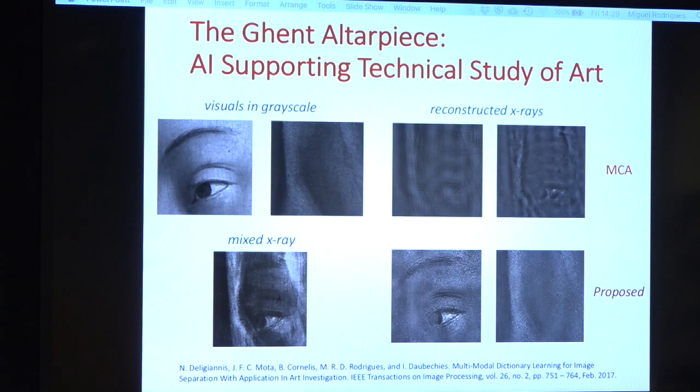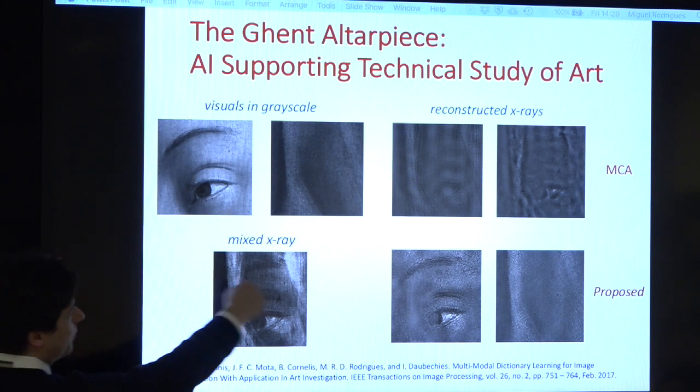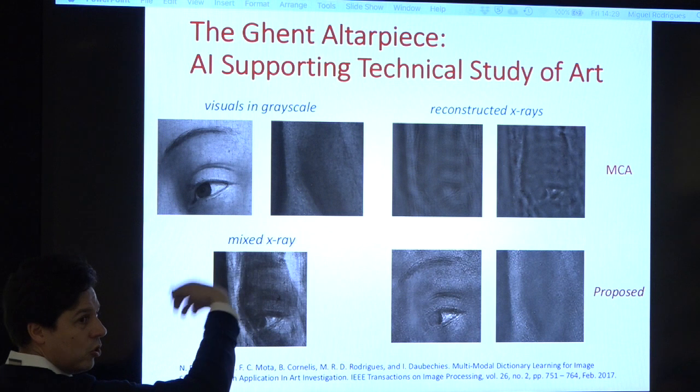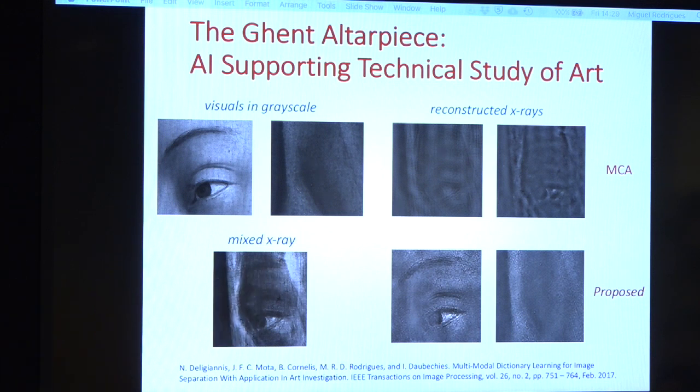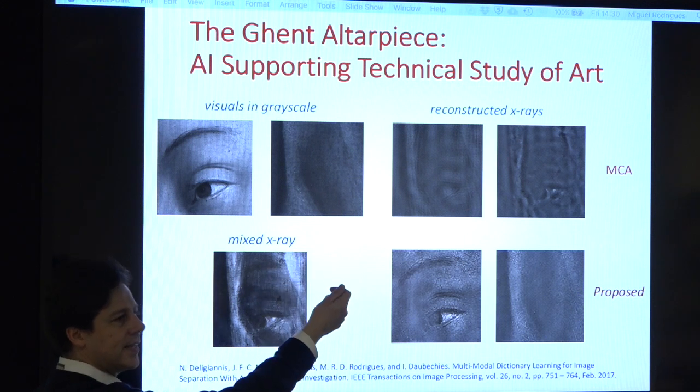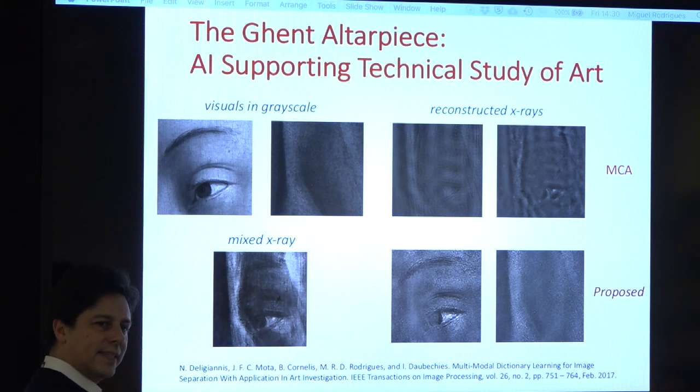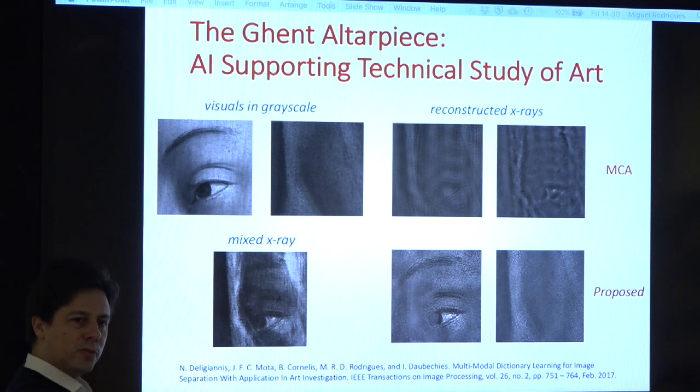So these are some representative results. These are the visuals. This corresponds to the vest of the angel on the other side of the panel. And this is the mixed X-ray per se. We are producing two sets of results. On top here, we've got a state-of-the-art technique that does not quite unmix the X-rays. You can see that the eye corresponding to Eve appears on both of the X-rays that we're trying to separate, whereas our technique produces far better results.